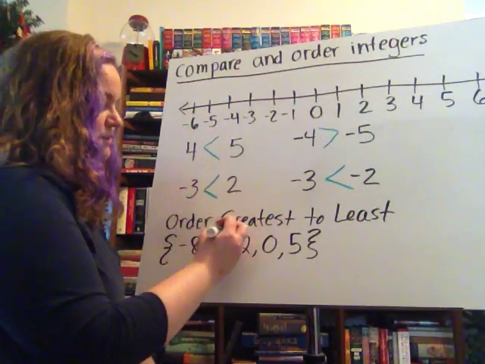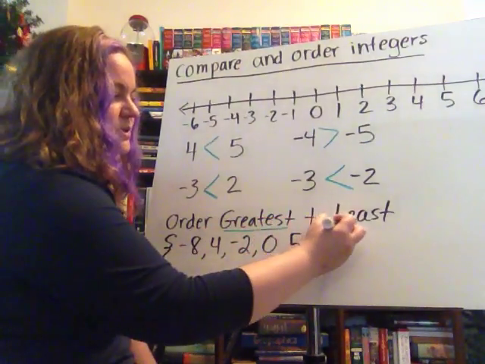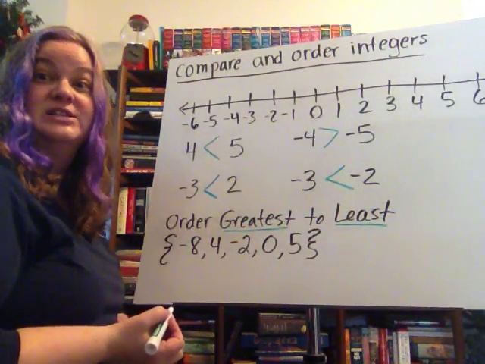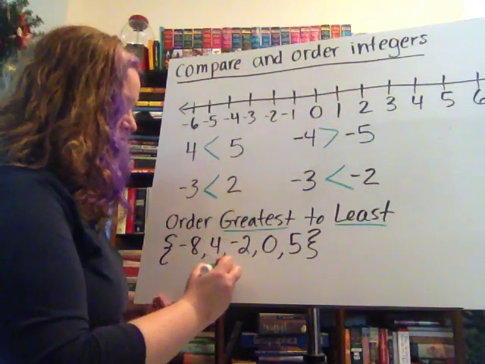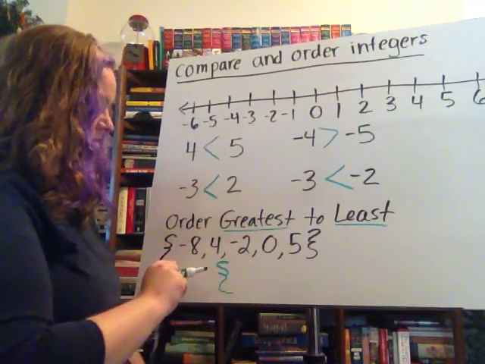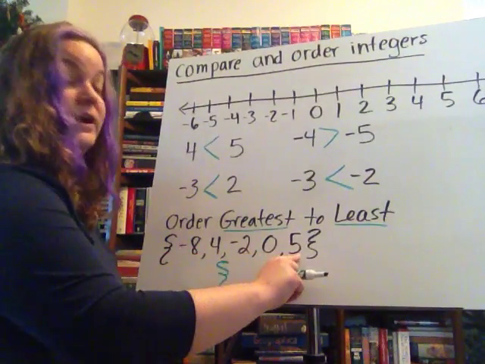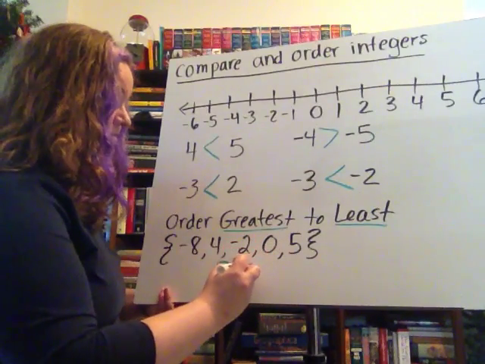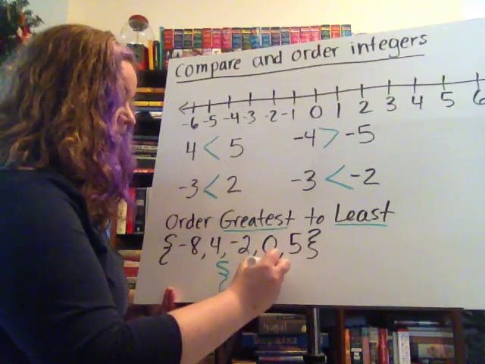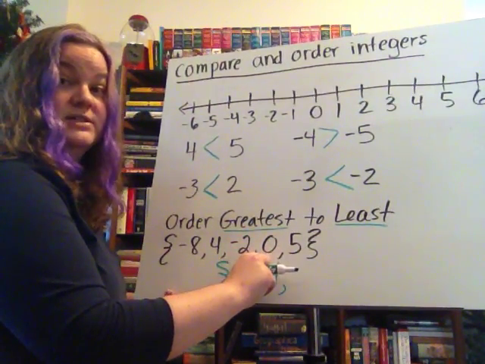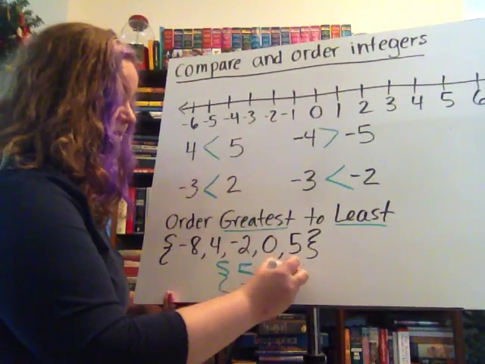Okay, when you're doing ordering, make sure that you read directions. They want to go from greatest to least, which means we want to start with the positive numbers. So as I look, I've got a 4 and a 5. And between 4 and 5, 5 would be the greatest. And then 4. 0 is going to be between the positives and negatives.